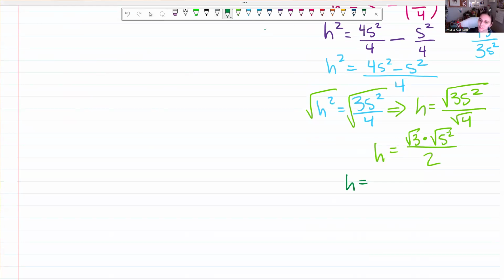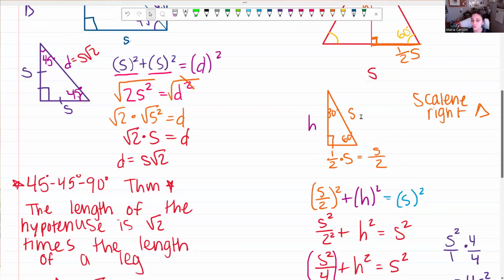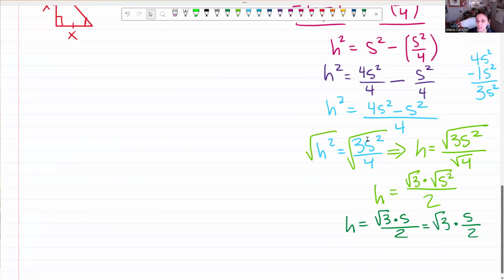So h is the square root of 3 times s divided by 2, which is so nice because this is really like the square root of 3 times s over 2. And s over 2, we already talked about that. S over 2 is our shortest leg. So I know then that h, the altitude or the longest leg, is equal to the square root of 3 times the shorter leg.